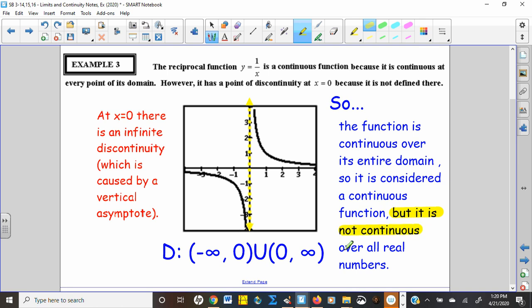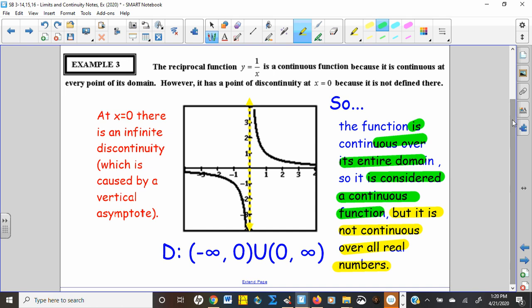It is not continuous over all real numbers because there definitely is an infinite discontinuity at x equals 0. But as far as the question goes, it is continuous over its entire domain. So it is considered a continuous function. I think your first 10 questions are problems like this.